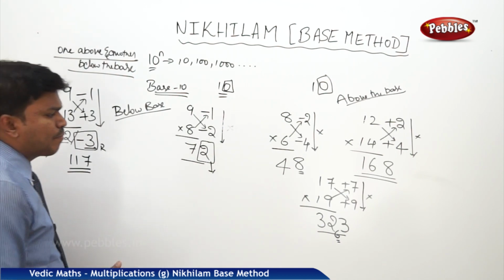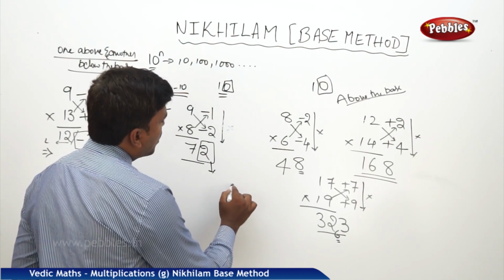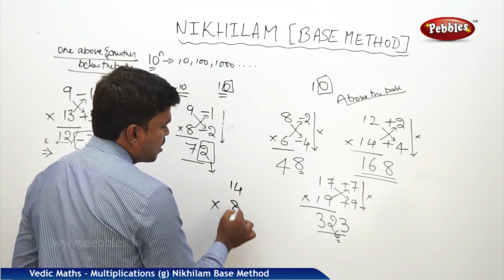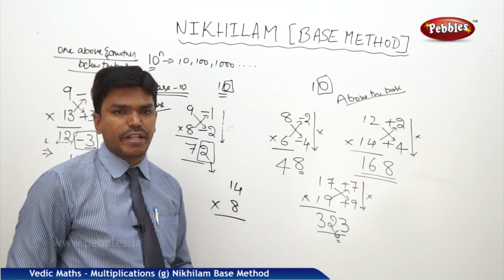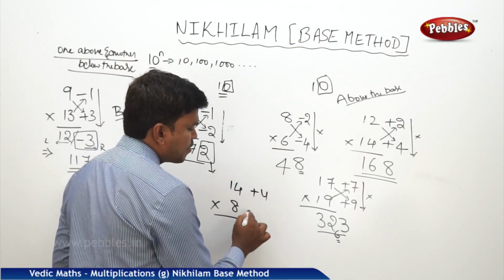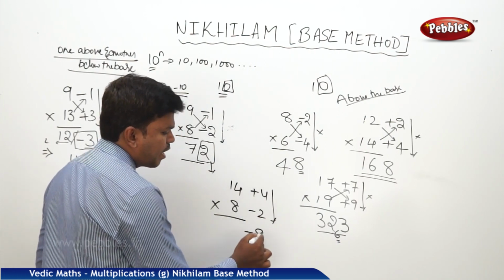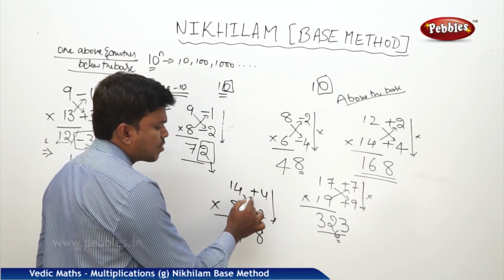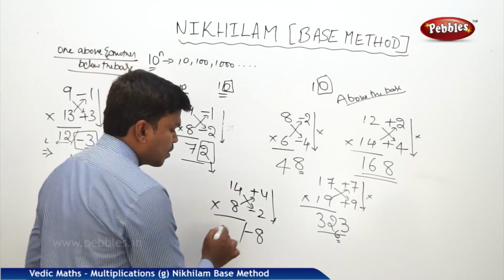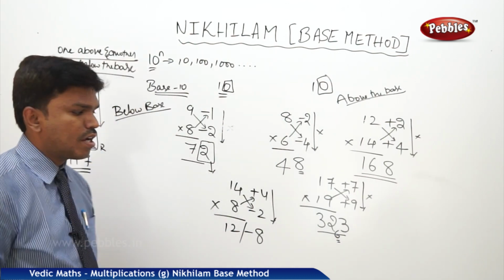Like that. One more example. Suppose I want to multiply 14 into 8. Now 14 means how much more? Plus 4. 8 is minus 2. So plus into minus, minus, 4 2s are 8. So cross subtraction or cross addition, whichever you feel easy, do that one. 14 minus 2 is 12.